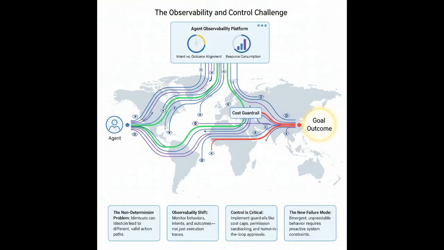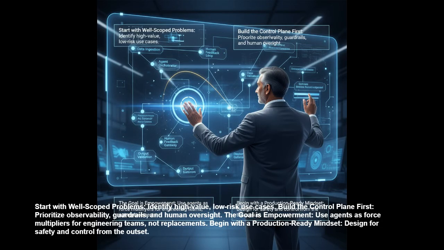Furthermore, control is paramount. We need robust guardrails and fail-safe mechanisms. This includes cost-capping agents that can interact with cloud billing APIs, permission sandboxing to limit the blast radius of a misbehaving agent, and, critically, a human-in-the-loop approval step for high-stakes actions. Without this operational rigor, we risk creating systems that are not just powerful, but also dangerously unpredictable.